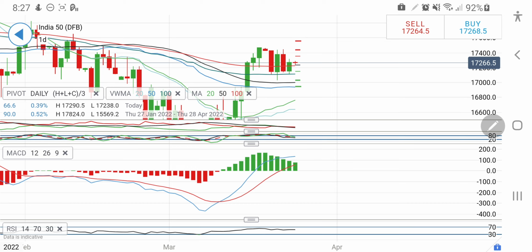And yes, if it breaks below 17200, the next support at 17150 and 17100 is there. Below 17100 we are bearish. It can try to drop strongly on the downside towards 17000 levels. So take your positions accordingly.